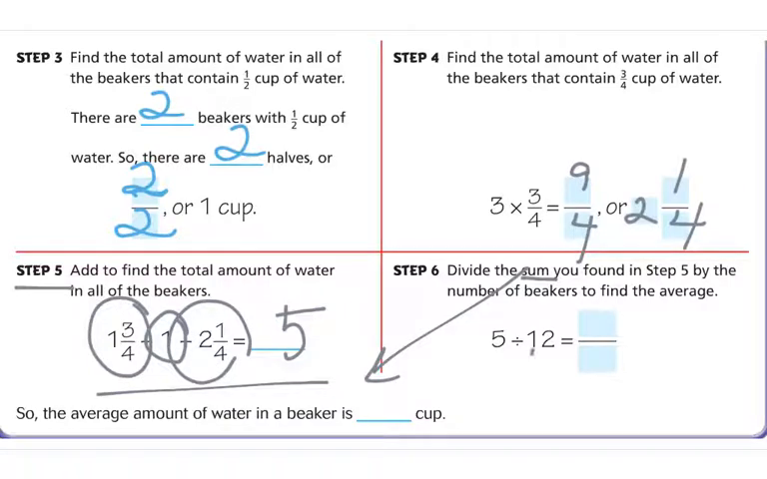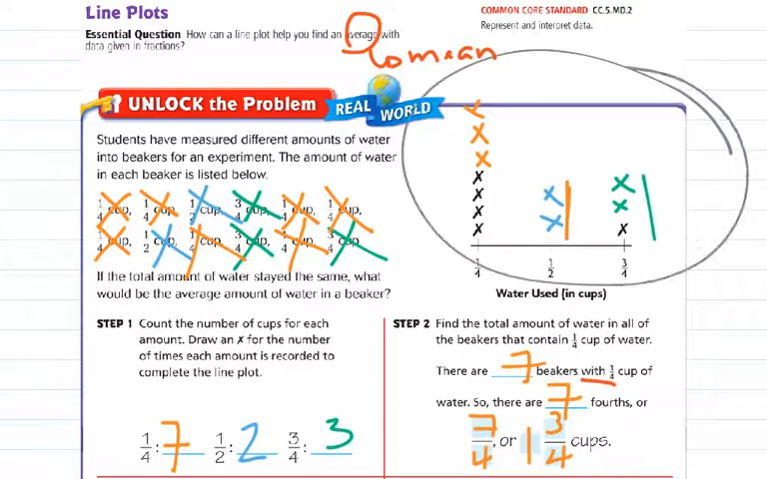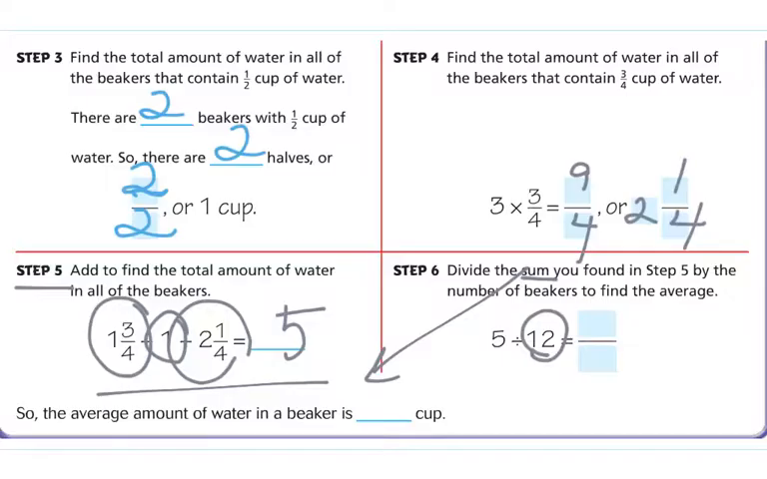Well, we know at the beginning we saw that there were 12 beakers because there were 12 X's in our line plot. So when we say 5 divided by 12, we would say 5/12. So the average amount of water in each beaker would be 5/12 of a cup.